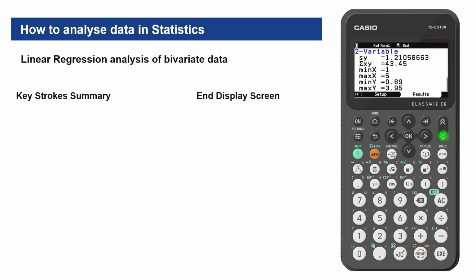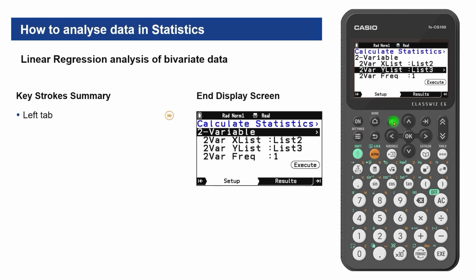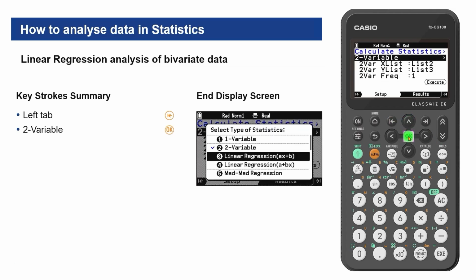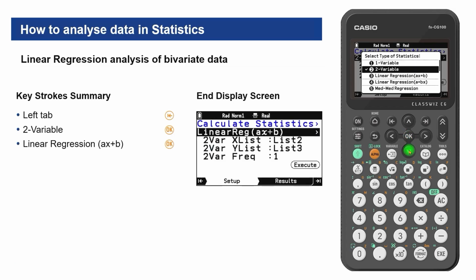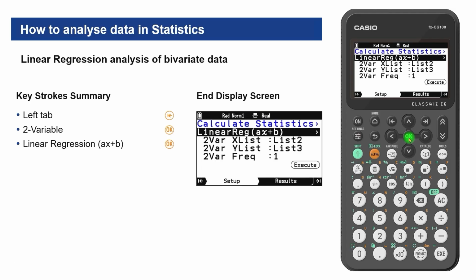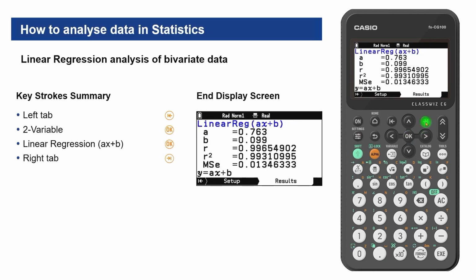Bivariate data is quite often investigated with regression analysis. Left tab to return to setup and select 2 variable. From the pop-up menu, scroll or use the shortcut to select the required regression analysis. For linear regression, select either AX add B or A add BX. Then right tab to display the values of A and B used for the regression line, together with the r and mean square error.